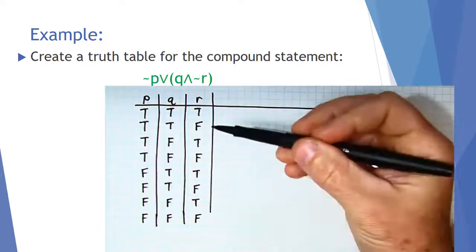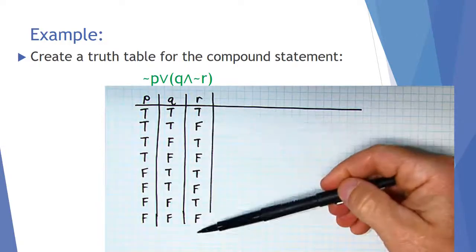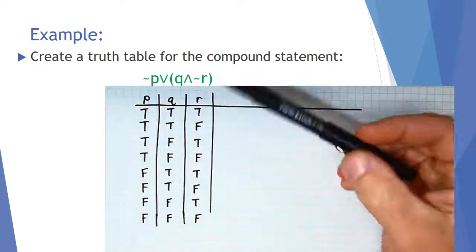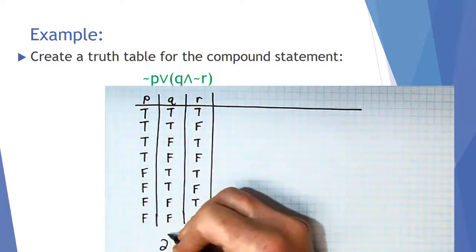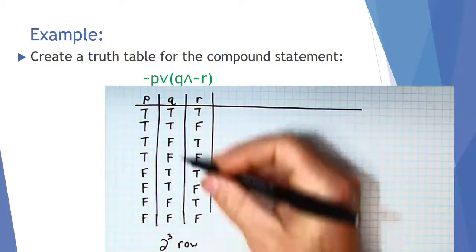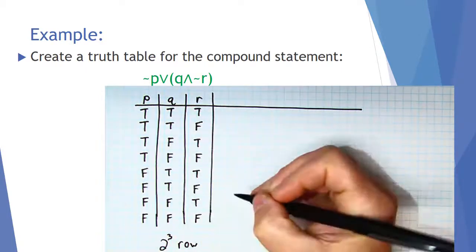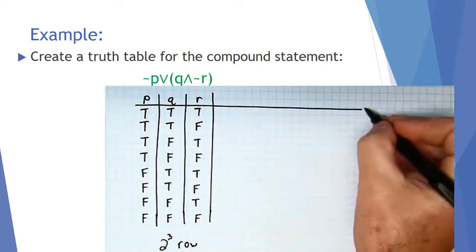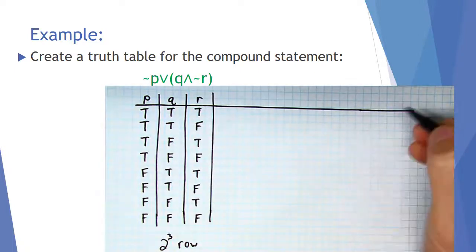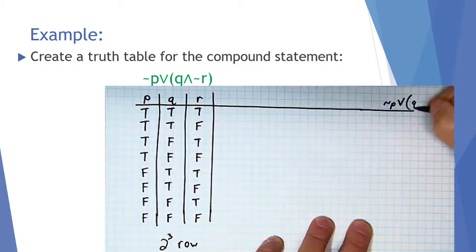And by doing our entries in that pattern, we have every combination of true and false. Since we have 3 entries, we know that we're going to have 2 to the 3rd rows. If we had 4 entries, we'll have 2 to the 4th, or 16 rows. And there's one like that in your homework. Now let's look at our compound statement that we want to build. Again, leave plenty of room to work here. We want to end up building not P or Q and not R.